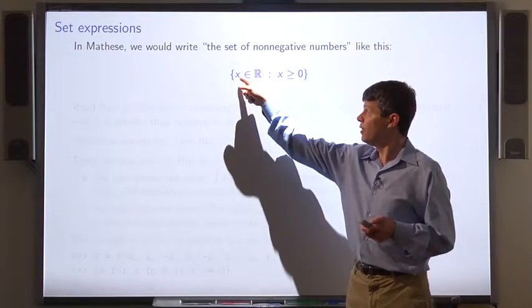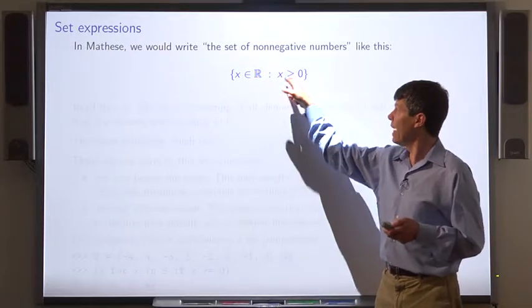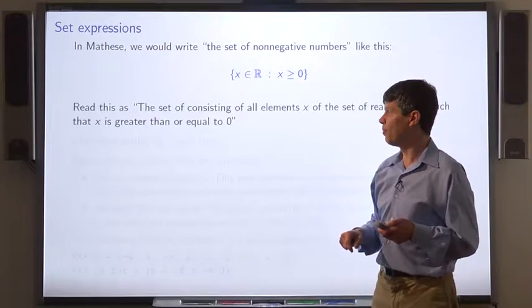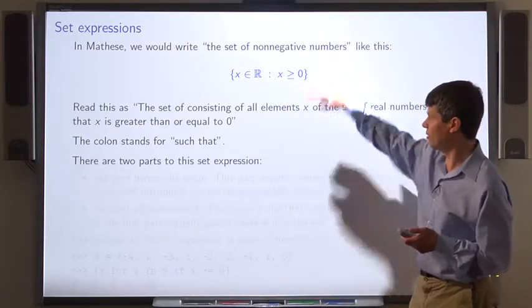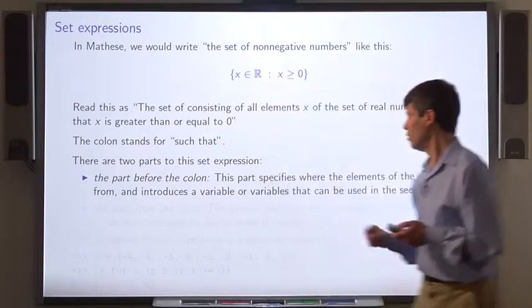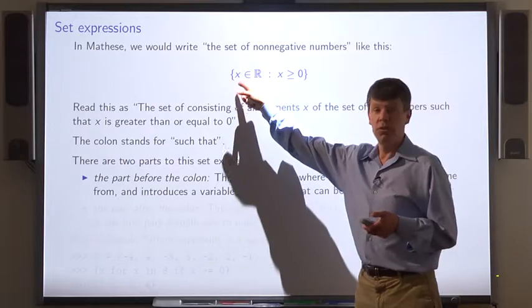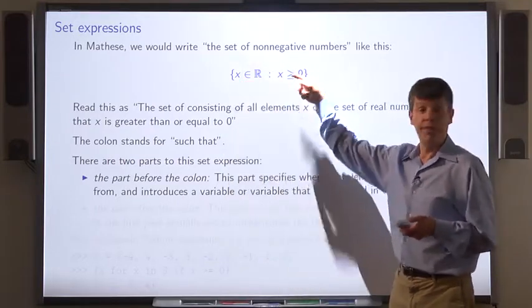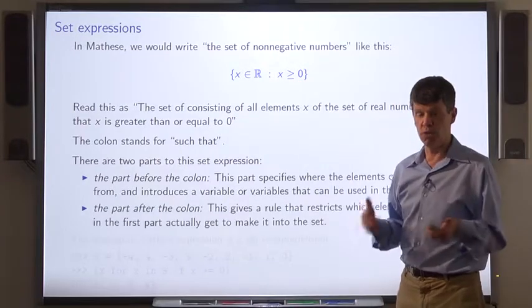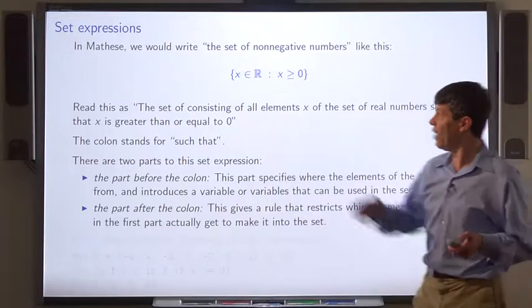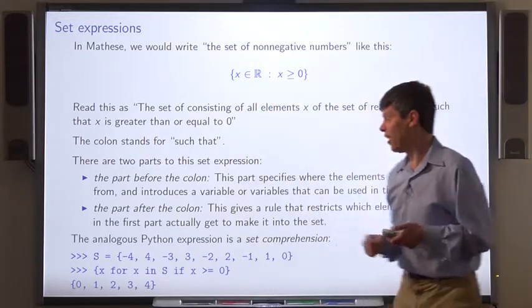The set of all numbers x in the real numbers such that x is greater than or equal to 0. So I use the colon to mean such that. There are two parts to this expression. The part before the colon tells us where these elements come from, and introduces a variable to refer to them so that I can impose conditions in the second part. The second part gives a rule or constraints or conditions that say which of these elements belong to the whole set.